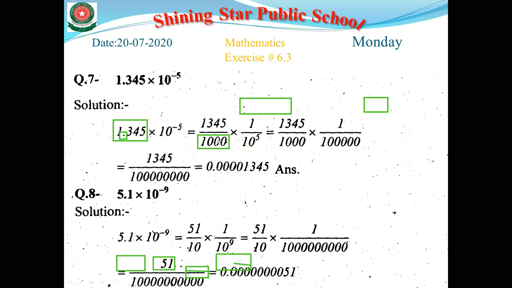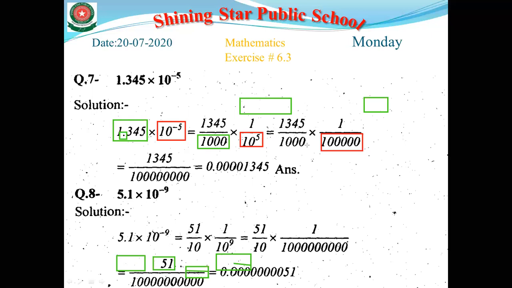Now here we have 10 power minus 5. So when we write 10 power minus 5 in the denominator, it becomes 10 power 5. The power will be changed. Now 10 power 5 can be written as 1 and 5 zeros, means 1 lakh. 10 power 5 means 1 and 5 zeros. Now this 1 lakh multiplied with 1000, so it becomes 1 and 8 zeros, since 5 and 3 total is 8.